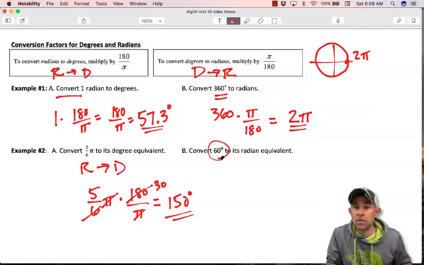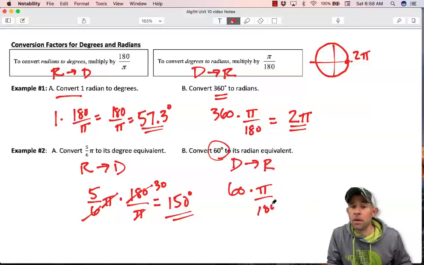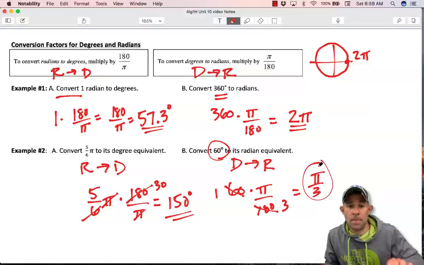Next, let's convert degrees to radians. So now we're going to take our 60 degrees and multiply that by pi over 180. And when I do that, 60 goes into 180 3 times. So that's 1 pi over 3, or pi thirds radians.